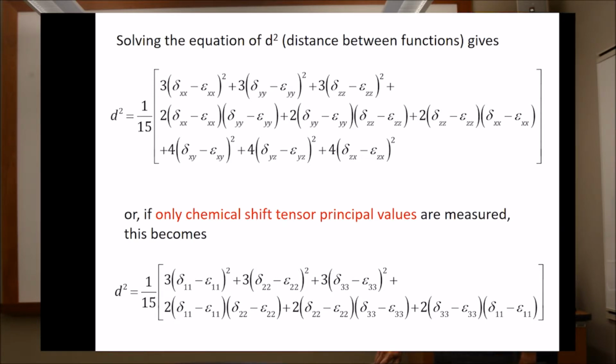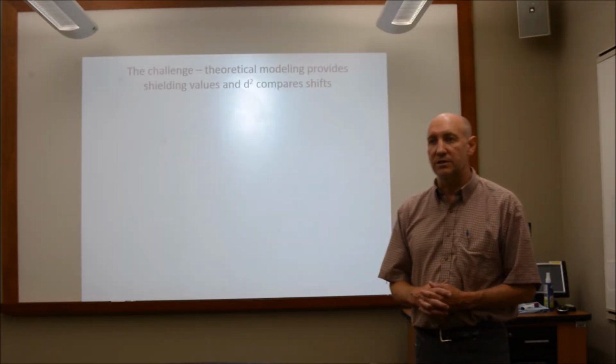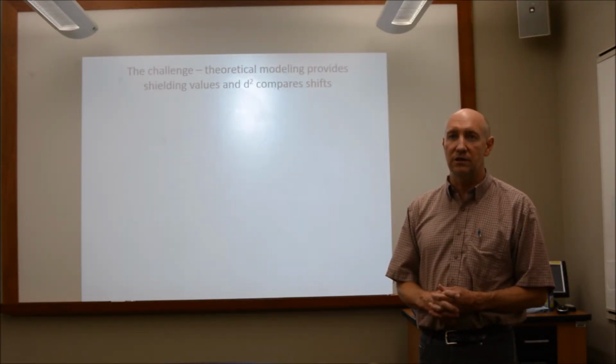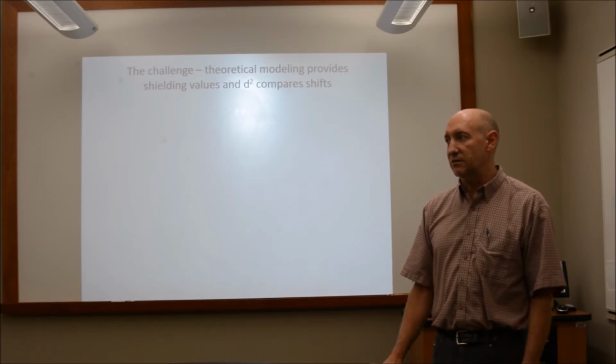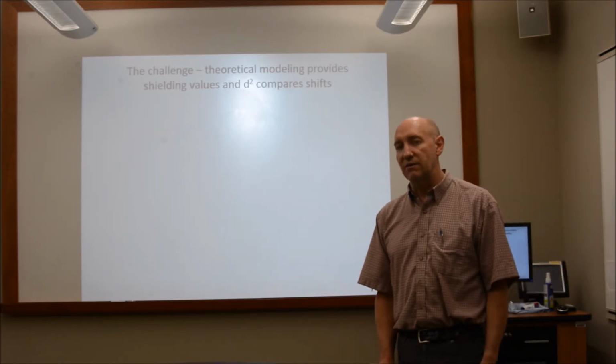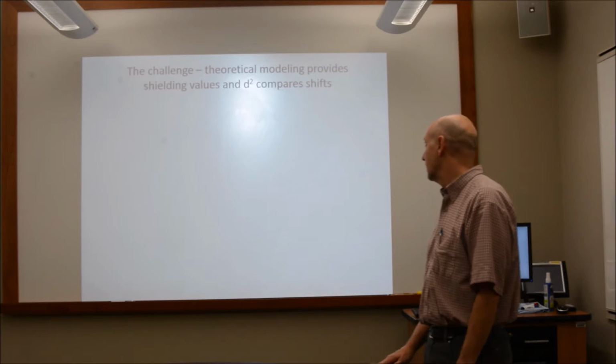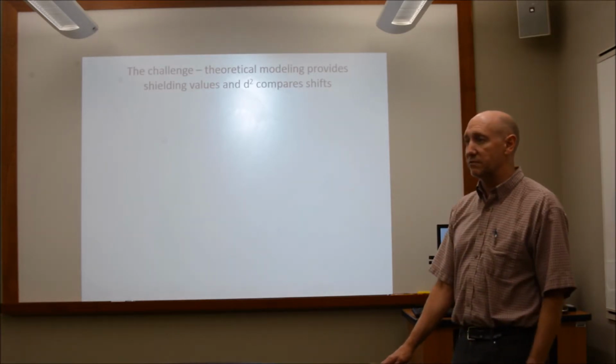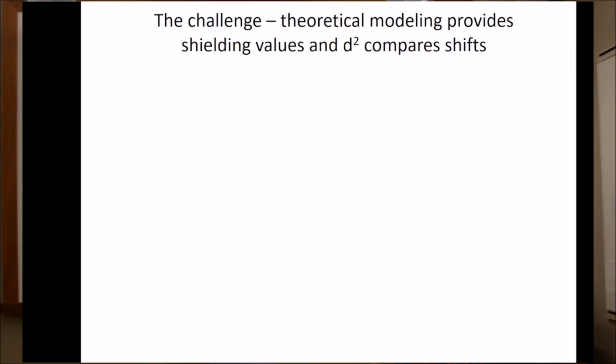This will give us the distance between comparing theory and experiment, for example. The problem with this approach is that when we calculate shifts using a theoretical method, we don't get shifts, we get shieldings. And those have to be converted into shifts to do a comparison. The d squared, the distance formula, requires shifts.